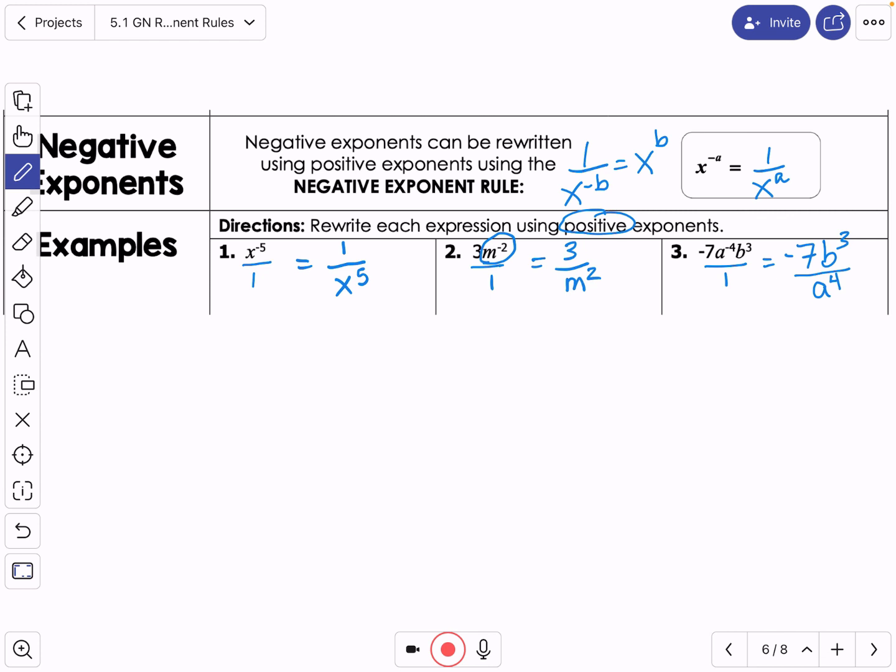So this becomes useful in a lot of different ways. Right now, when you're just learning the rule, it might seem kind of silly, but this is going to let us manipulate and manage things when we end up with negative exponents, which is definitely a positive.